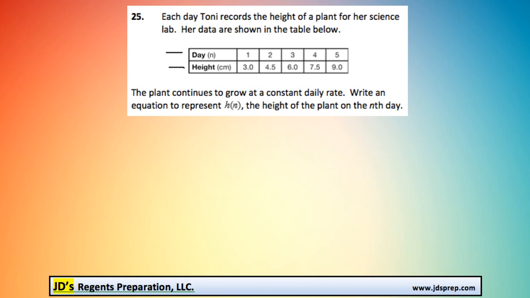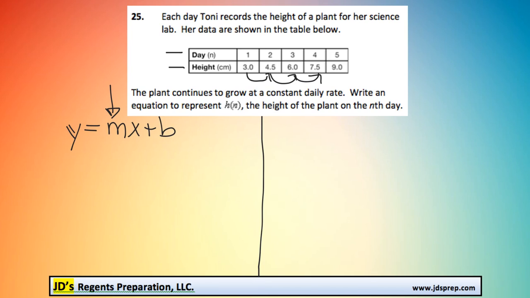So there's actually two different answers you can give for this problem. Now for the first one, if we're going to be using the format y equals mx plus b, which would make sense because we know it's increasing at a constant rate, we can find the slope by taking a look at the height and notice that it's increasing by 1.5 each time. So it's going to be 1.5x.